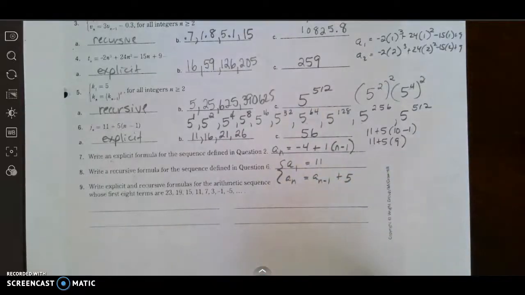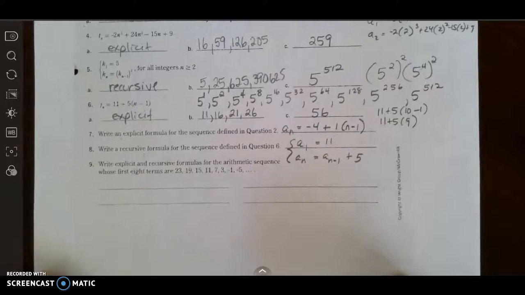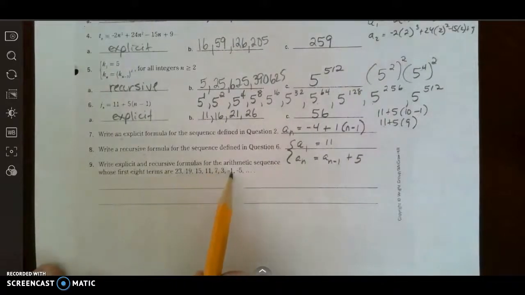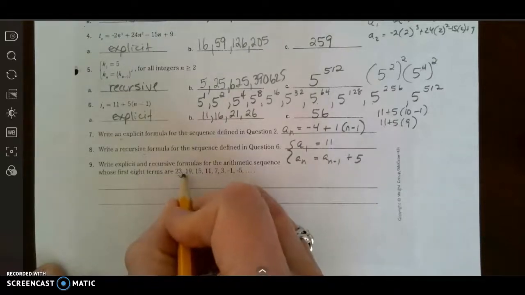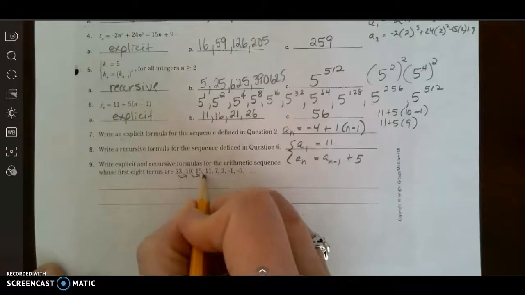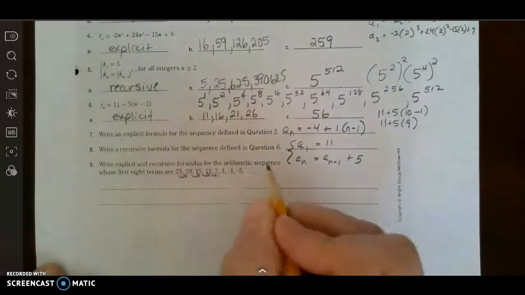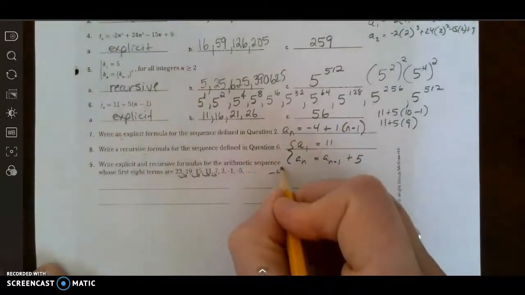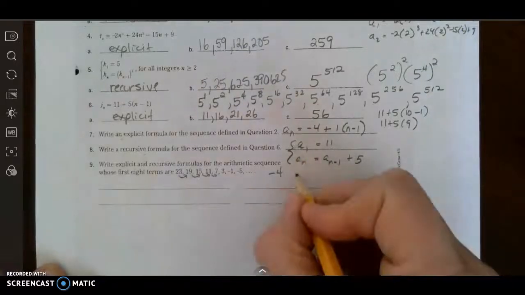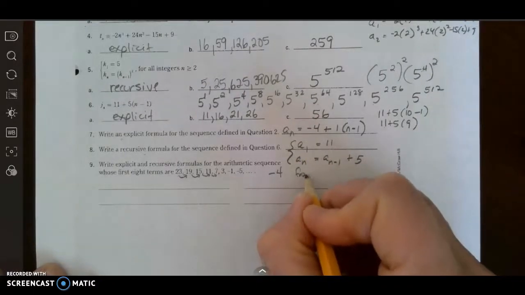Okay. Right, number 9 gives me this sequence here. It says write an explicit and recursive formula for the arithmetic sequence whose first 8 terms are 23, 19, 15, 11, 7, 3, negative 1, negative 5. I can see that my sequence is decreasing, and it looks like it's going down by 4. My pattern is subtracting 4 from the previous term.